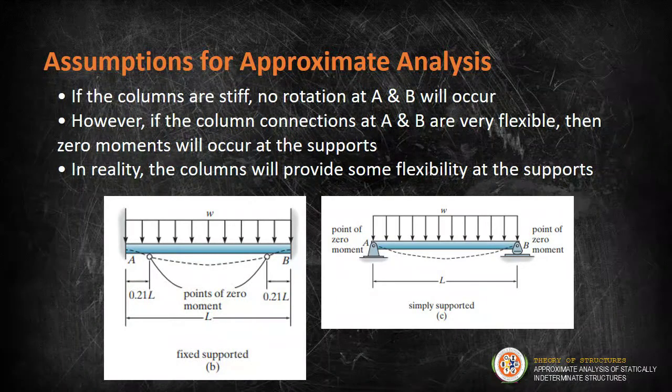If the columns are stiff, no rotation at A and B will occur. However, if the column connections at A and B are very flexible, then zero moments will occur at the supports. In reality, the columns will provide some flexibility at the supports.